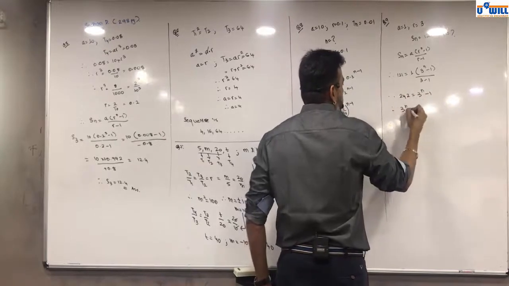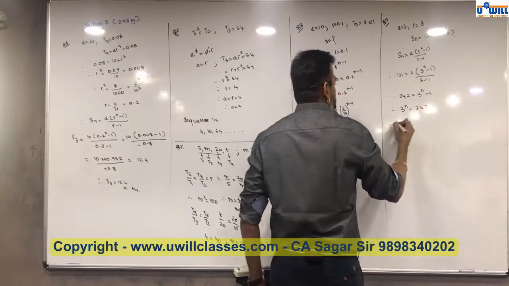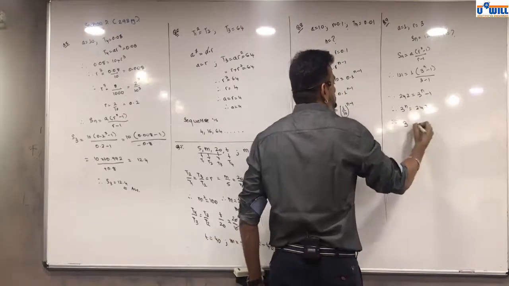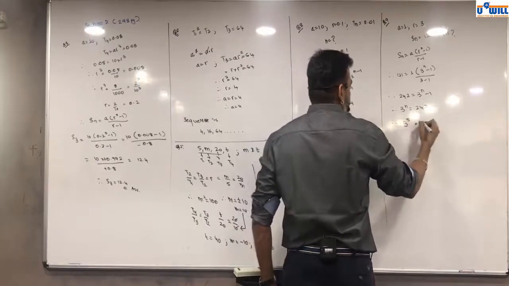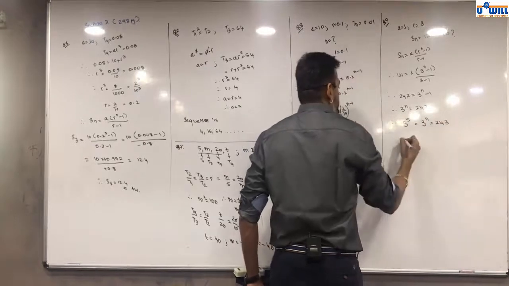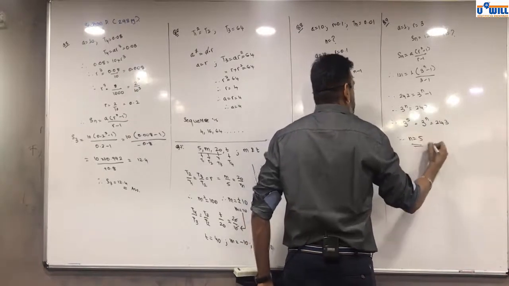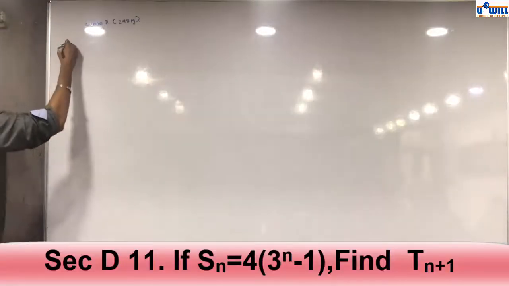Therefore, 3 raised to n, ये क्या हो जाएगा? Plus 243. 3 raised to how much is equal to 243? 5. 3 raised to 5 is equal to 3 raised to n is equal to 243. Therefore, n is equal to 5. Question number 11. Important for exam.